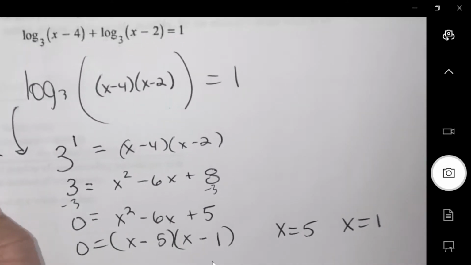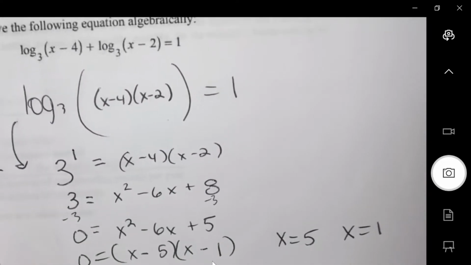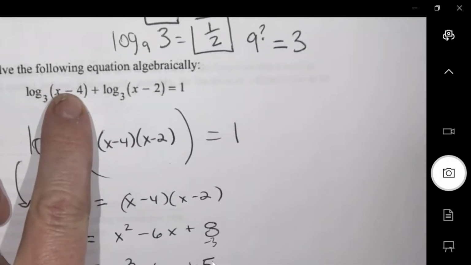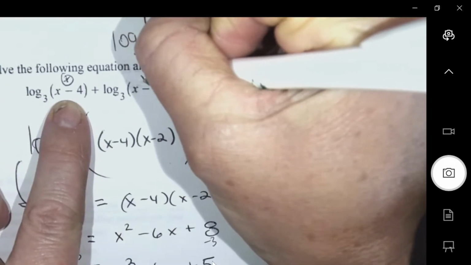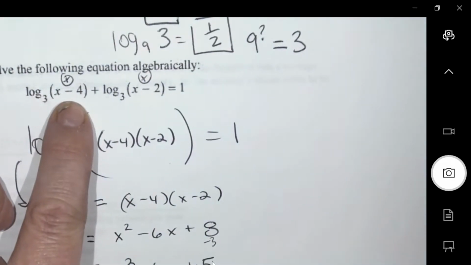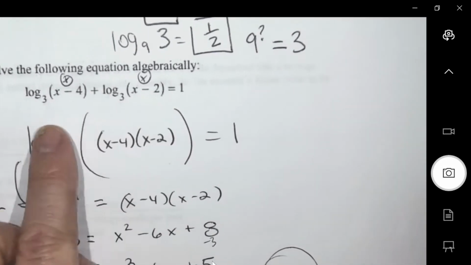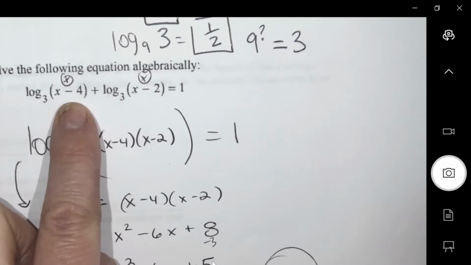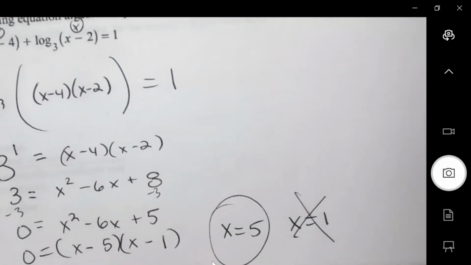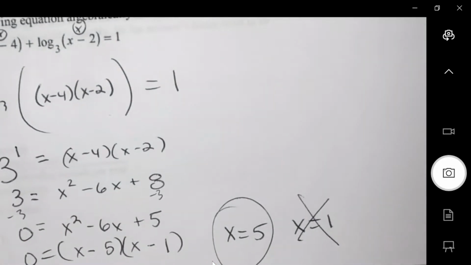Okay. So how do I know if it works or not? You plug it in, and it has to be positive. So 5 minus 4, that's good. 5 minus 2, that's good. 1 subtract 4, no. I can't have a negative result.